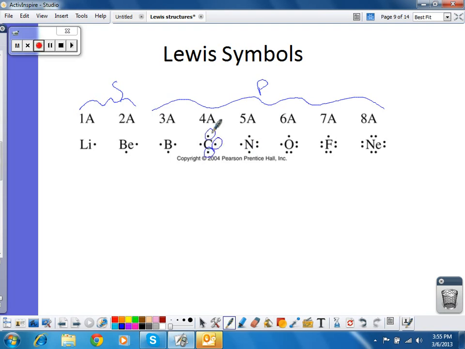Carbon always forms 4 bonds, some combination of single, double, and triple, up to 4. And always 4, not up to 4, but it will always form 4 bonds. Nitrogen, 3 bonds. Oxygen, 2 bonds. Fluorine, 1 bond.